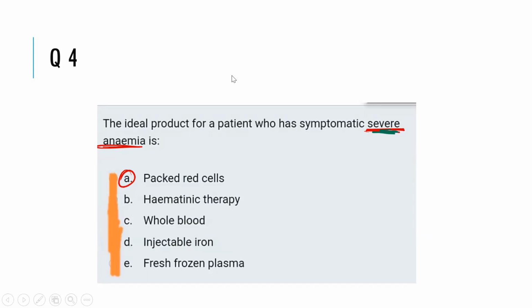The ideal product for a patient who has symptomatic severe anemia is? The answer here is packed red cells. This is because packed red cells are used to increase the oxygen carrying capacity of a patient. So packed red cells are used for patients who have thalassemias, sickle cell disease, or what was the other one?